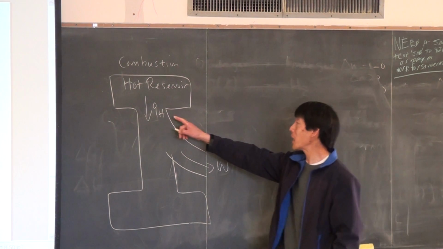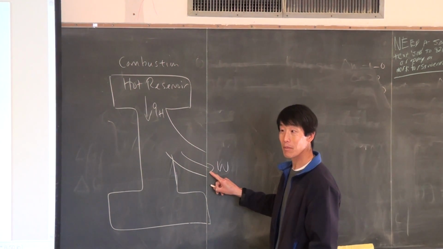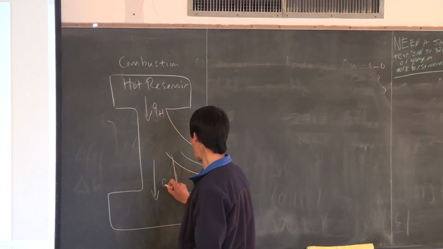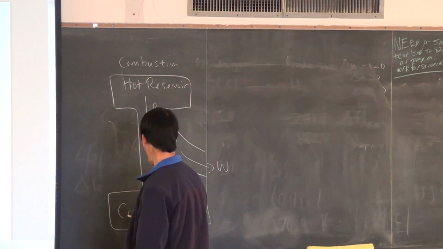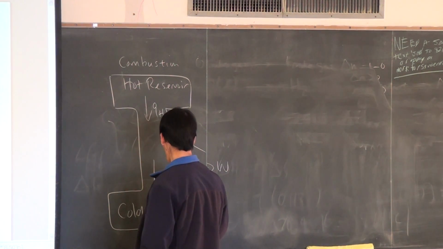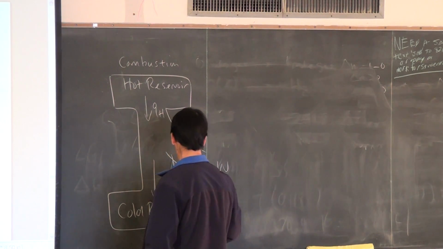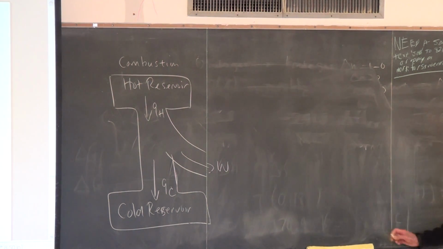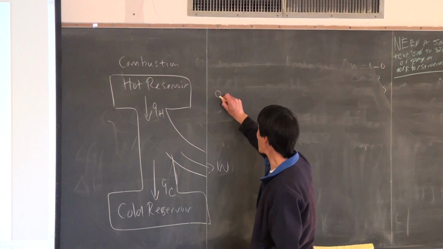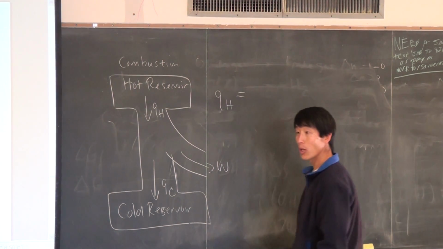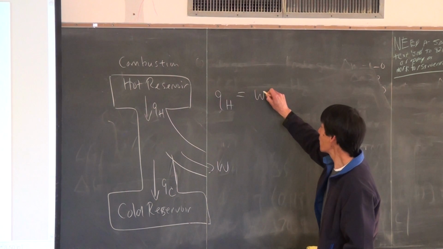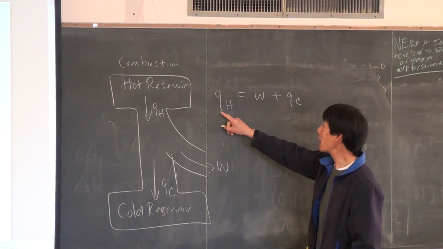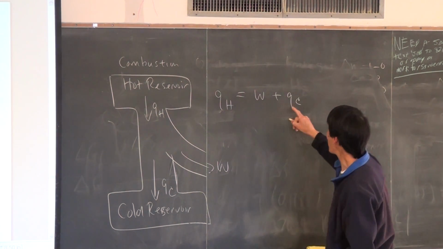Is all of the heat from the hot reservoir converted into work? No. Yeah, so note that only part of it is converted into work, and the part that isn't goes into the cold reservoir. We'll call this QC, the cold reservoir. So we can write the equation: QH is going to equal work plus QC.